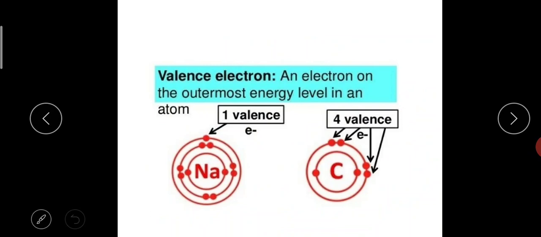Finally, for today's class we have valence electrons and valency. So simply you just remember, don't get confused here.